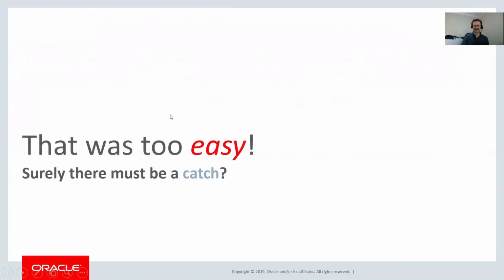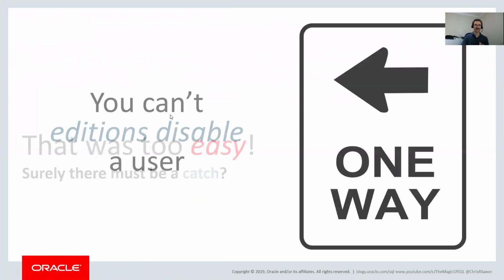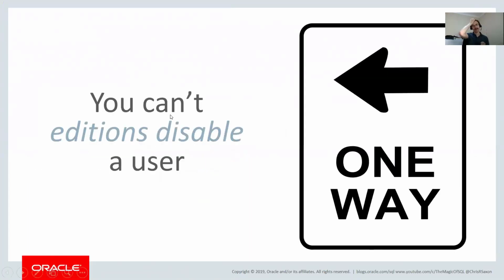So you might go, well, hang on, surely there's a catch. So a couple of things to be aware of. First up, to use editions, you have to enable it at the schema level. So the first thing you need to do is alter user and enable editions. This is a one-way operation. You cannot disable editions for a user, so you can't roll that back. Or if you want to roll it back, you have to restore the user from some kind of backup, right? So the first thing to be aware of, you cannot go backwards. Now, you might go, was this an issue?